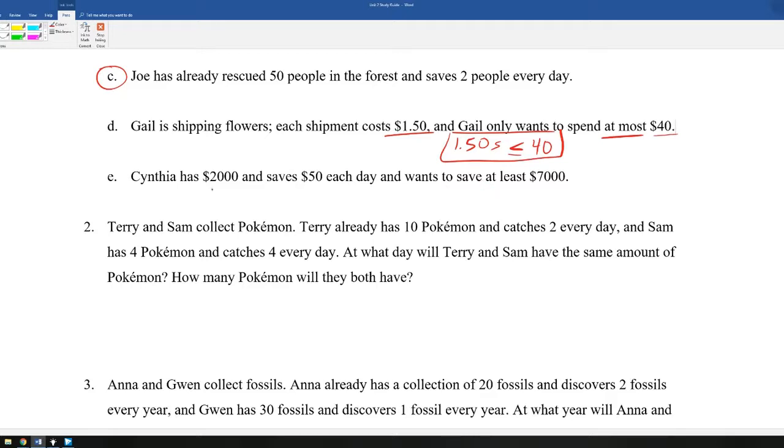All right, so let's see. Part E is a lot like D. Just be aware of what numbers go where, and also pay attention to the wording for her goal, so that way you know what symbol to use correctly.